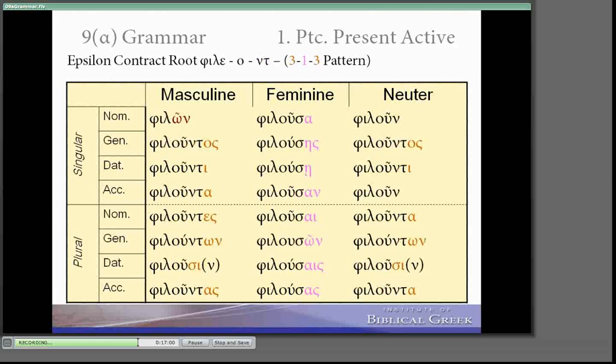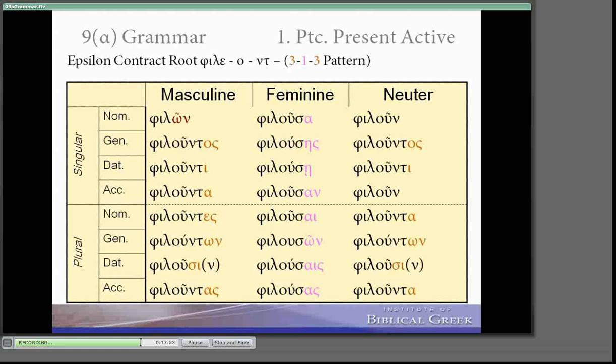Let's take a look at the epsilon contract root first. We're going to use phile as our root, love. We can see it at the top of this chart: phile plus the aspectual stem o, plus the active participle part of speech stem, nt, plus our 3-1-3 pattern ending. One thing to notice in the paradigm is that it's predominated by the digraph omicron upsilon, u, through nearly the entire paradigm except for the first form.